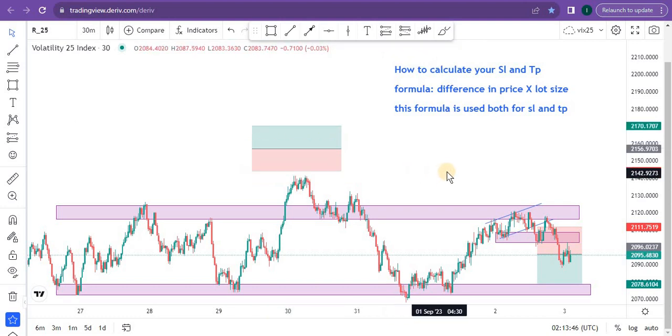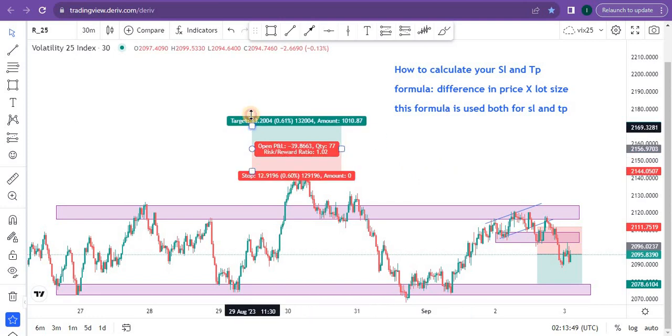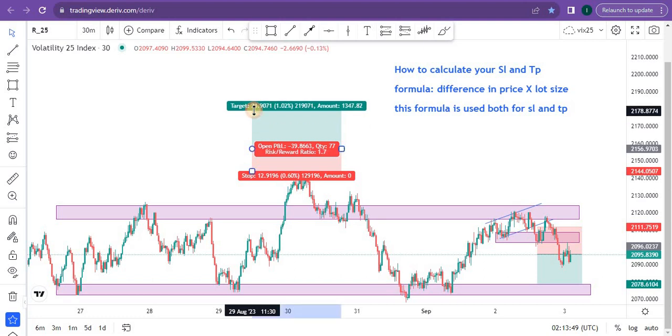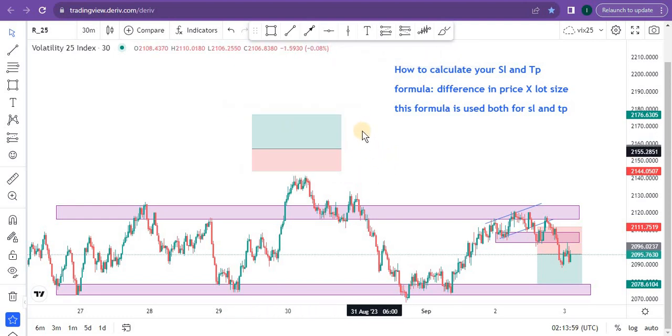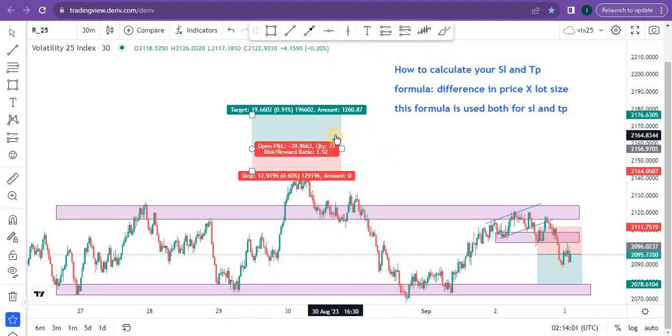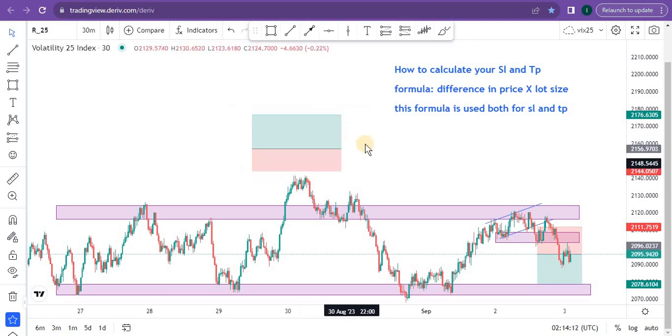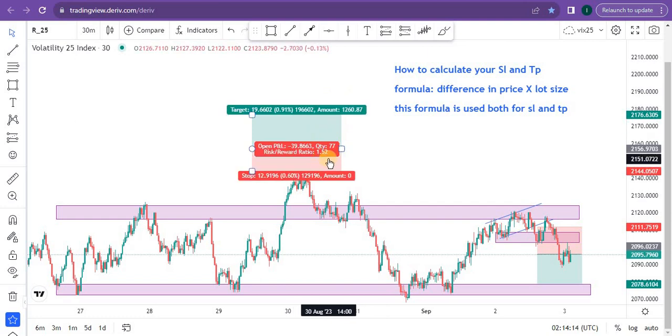Alright, so either at the same level like this, or you allow your TP to be maybe 1.50. So maybe it should be like this, 1.50. So it means that you are targeting to gain maybe $2, and you're just risking $1. So you are risking $1 to get $2. That is 1.50.